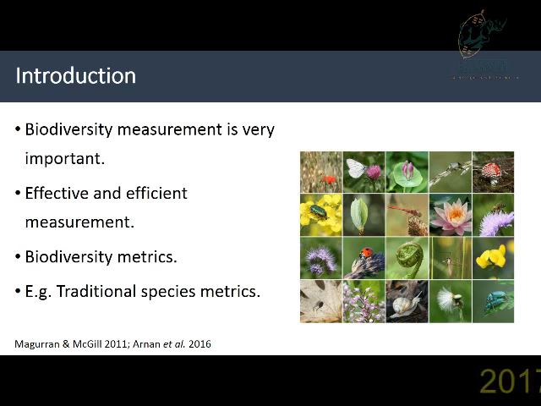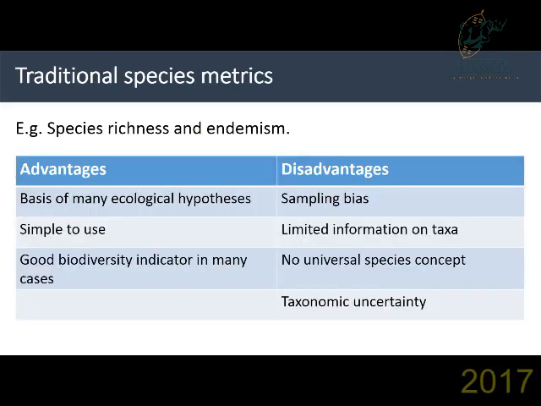Biodiversity metrics are a useful tool for measurements, and traditionally, species metrics have been utilized. These species metrics focus on the species level of biodiversity. The most common of these metrics are species richness and endemism. Species richness is the number of species in a specified area, while endemism is the geographic restriction of a species.